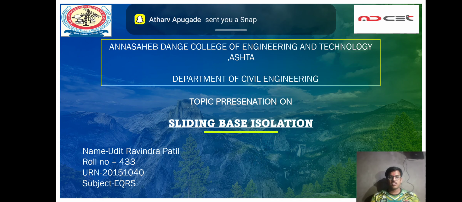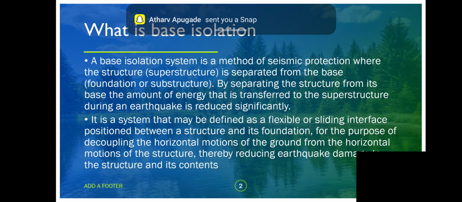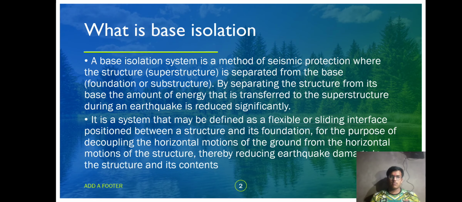Today's topic for presentation is sliding base isolation. What do you mean by sliding base isolation? The base isolation system is a method of seismic protection where the structure is separated from the base. By separating the structure from its base, the amount of energy that is transferred to the superstructure during an earthquake is reduced significantly. It is a system that may be defined as a flexible or a sliding interface positioned between the structure and its foundation for the purpose of decoupling the horizontal motion of the ground from the horizontal motion of the structure, thereby reducing earthquake damage to the structure and its contents.